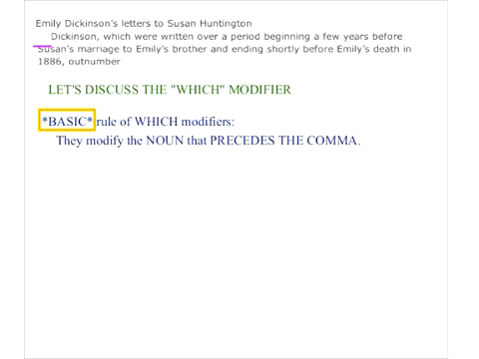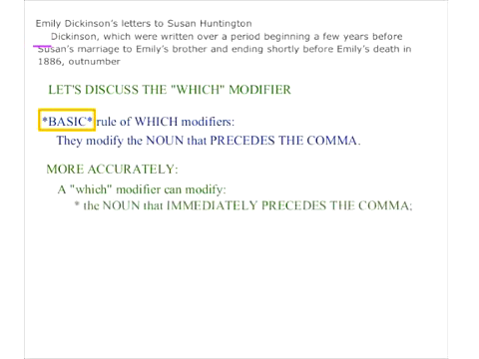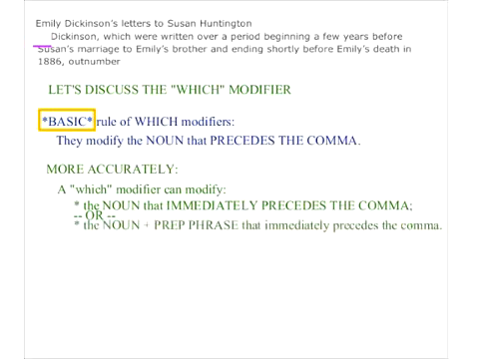A little bit more fine-grained look at this. More accurately, a which modifier can modify the immediately preceding noun, the noun that immediately precedes the comma. Of course it can. That can definitely work. So the rule that you've learned is not wrong. But the update that we need is that it can also modify the noun plus prepositional phrase that immediately precedes the comma. So either one of these. It can modify a noun or a noun plus a prepositional phrase.